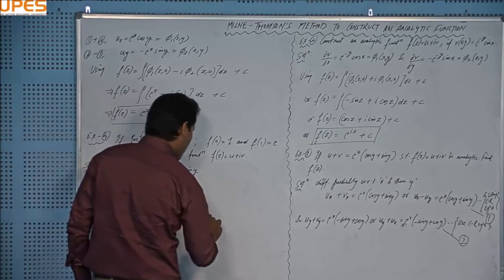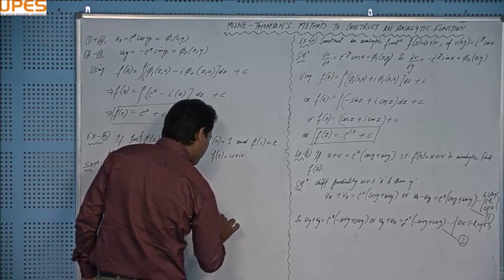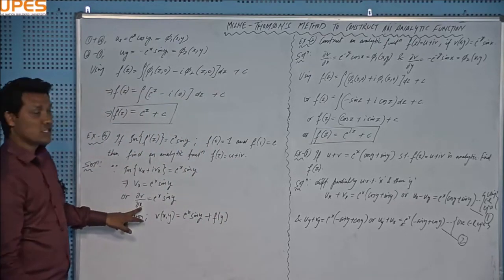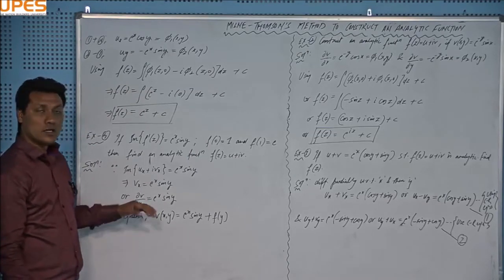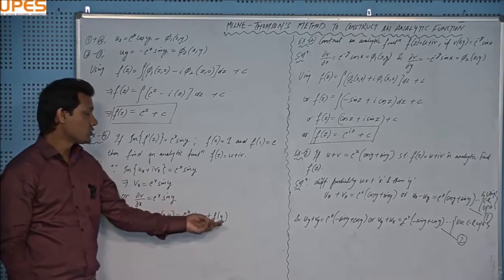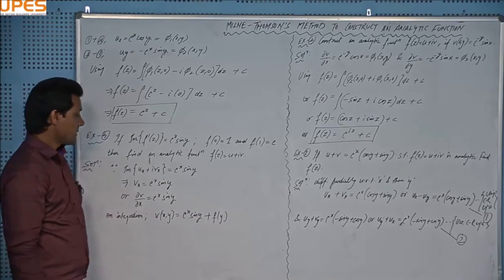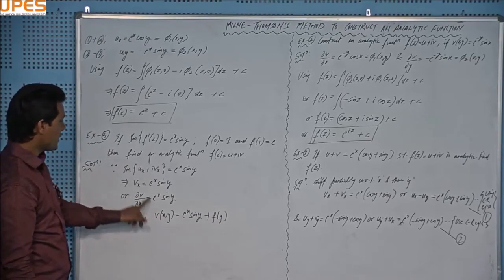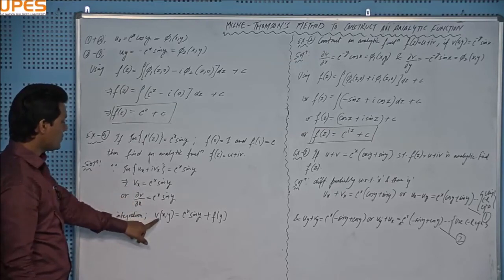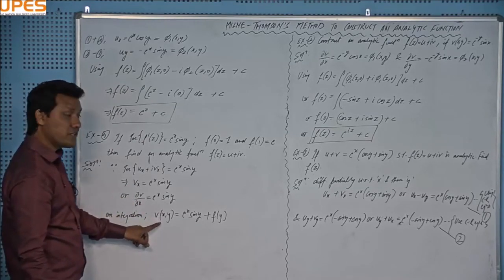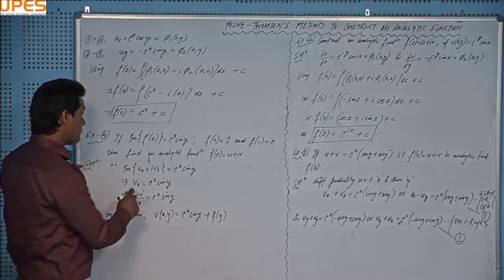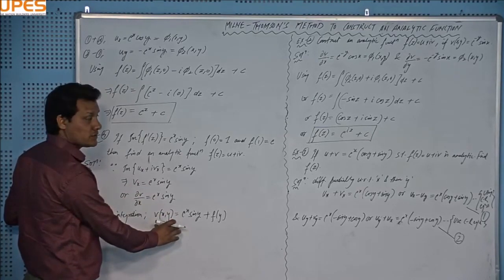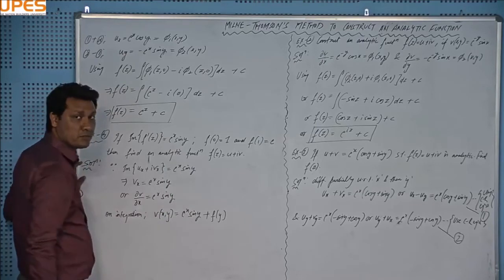So plus f(y), and you should note why I have written f(y). Because integrating with respect to x will give a constant, and that constant is actually a function of y. Now I have v, I have v_x, and I can obtain del v by del y from here, because I have del v by del x, I should have del v by del y. And then I will jump to case number b.